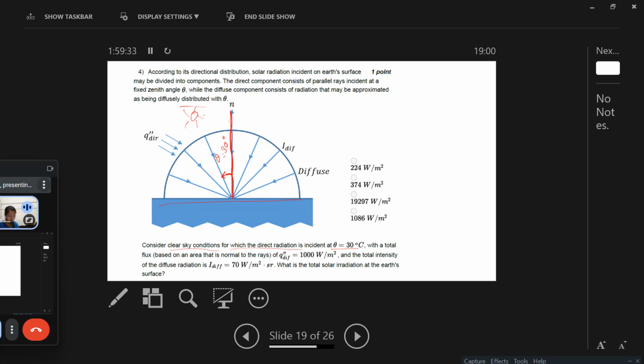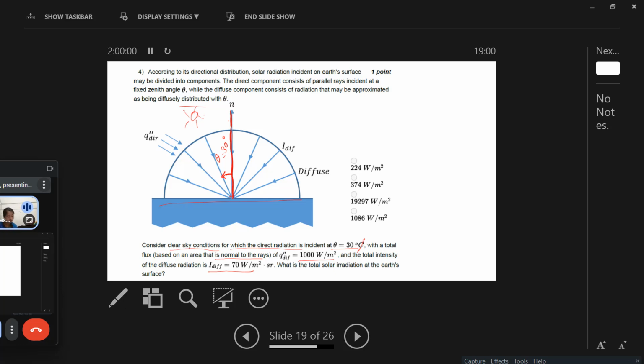With a total flux, this is centigrade, this is not centigrade, this is the degree. With a total flux based on an area that is normal to the rays, Q diffuse is equal to 1000 watt per meter square, and the total intensity of diffuse radiation is this. The intensity is given. What is the total solar irradiation at the Earth's surface?